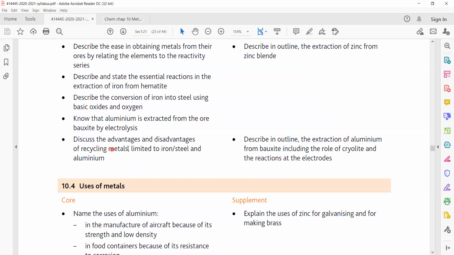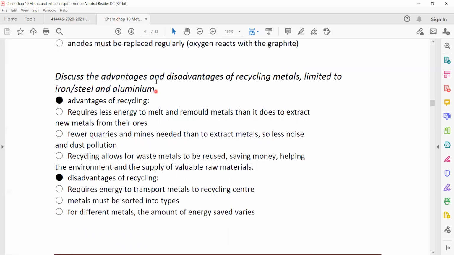Then discuss the advantages and disadvantages of recycling metals, limited to iron, steel and aluminium. What are the advantages of recycling? Basically, it requires less energy to melt and remold the metal than to extract new metal from the ore. We don't have to extract the metal. And we have a limited supply of the metals which we are extracting. So fewer quarries or mines are needed to extract the metal, so there is less noise and dust pollution.